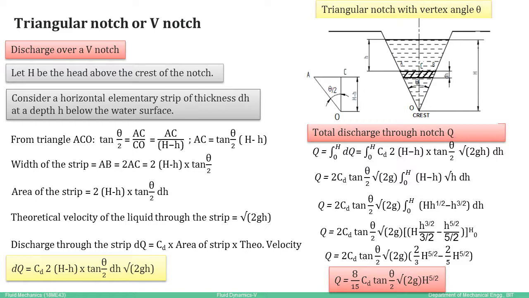H to the power 5 by 2 is not under the root separately, so it is H power 5 by 2. Now we can say that if you keep all the terms constant, Q is directly proportional to H power 5 by 2, whereas in the previous case Q was proportional to H power 3 by 2, that is for the rectangular notch. Now I repeat: Q is 8 by 15 into Cd into tan theta by 2 root of 2g into H power 5 by 2.